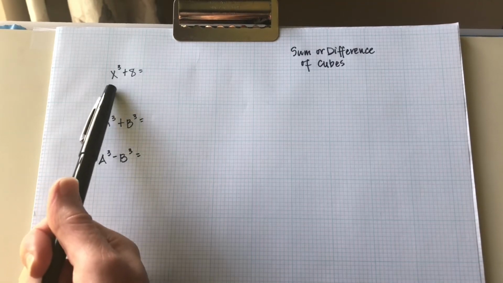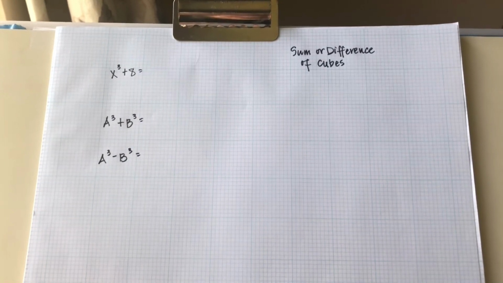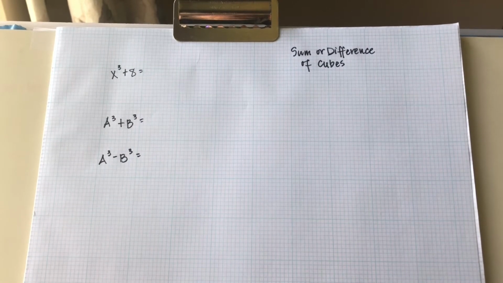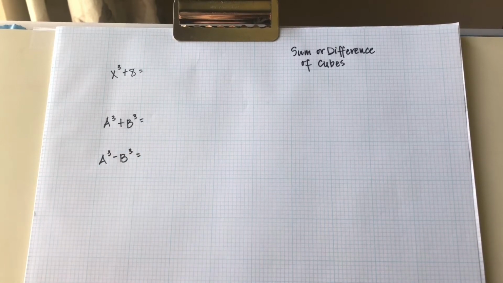So often you need to factor something like x cubed plus 8. Now, luckily we have a pattern that we can factor this into, so we don't have to do a bunch of guess and check. So I will give you the general rules for the pattern down here.